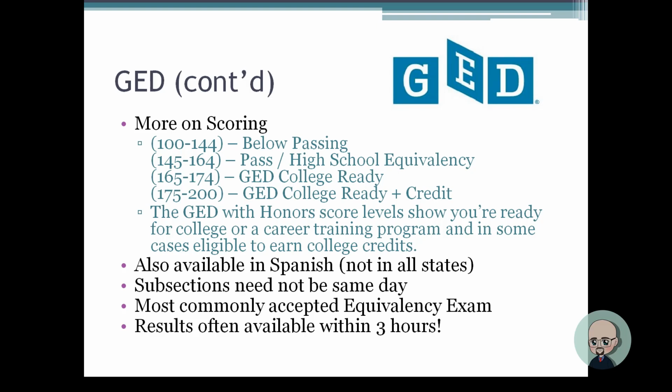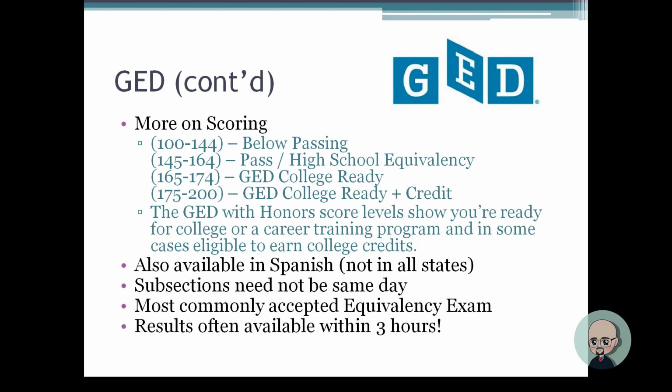I'm going to talk some more about the scoring. 100 to 144, that's failing, below passing. 145 to 164 is a pass, and anything higher than that's a pass as well. One of the things that's interesting about the GED is if you score higher than 164, 165 to 174, that indicates college ready. That's honors score levels. 175 to 200, in some, this is relatively rare, but some schools will offer you college credit for that. Again, it's fairly rare, so I wouldn't really count on this.